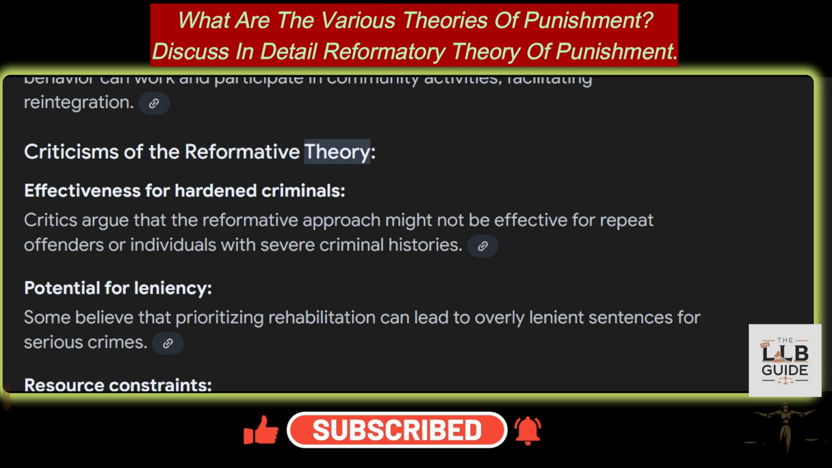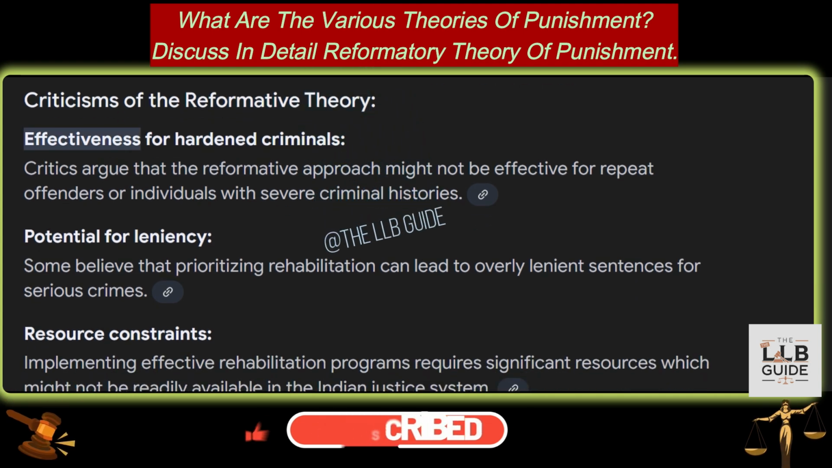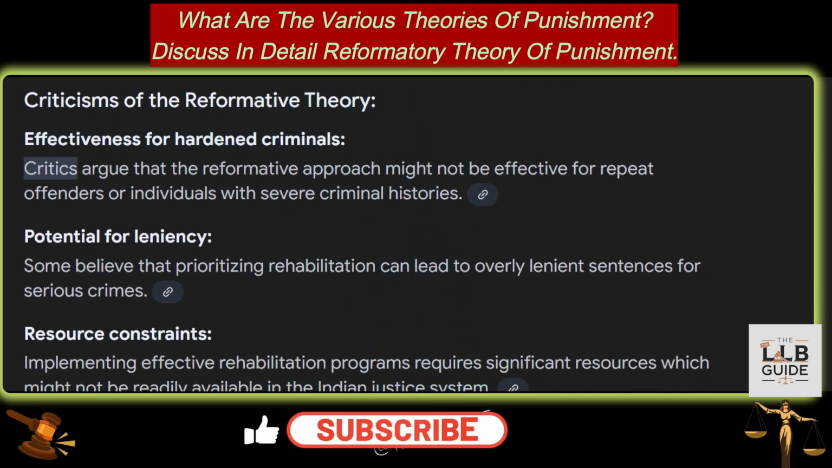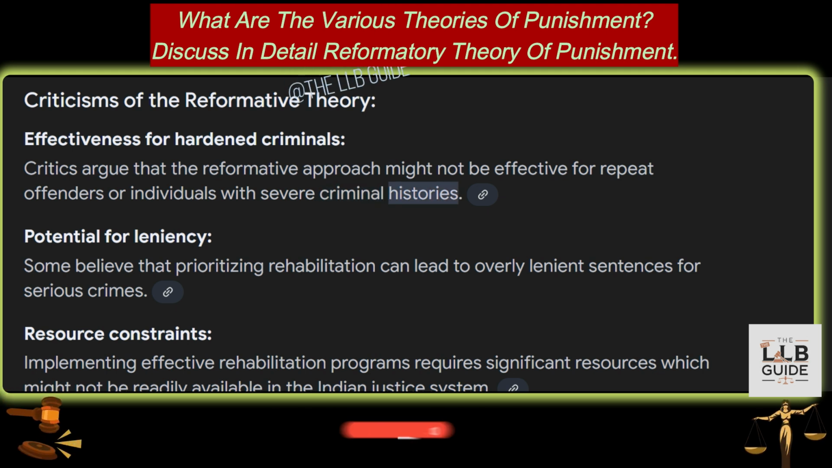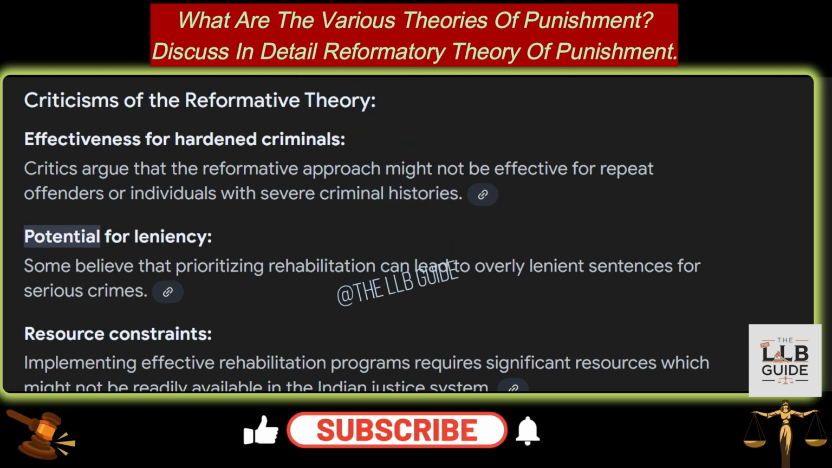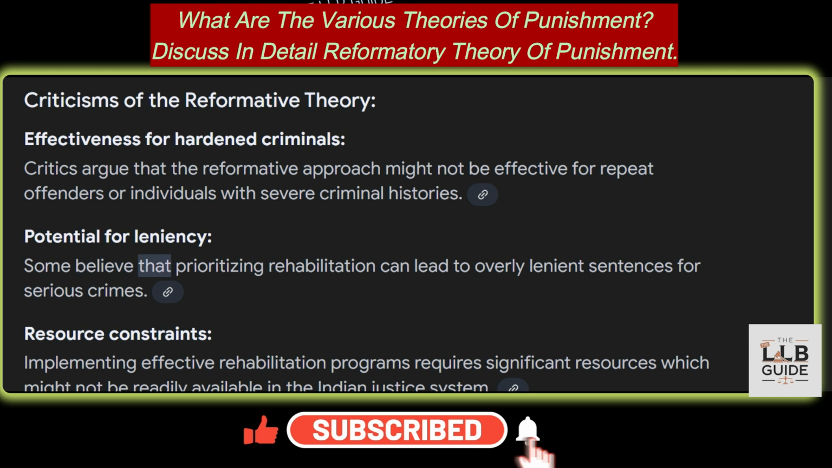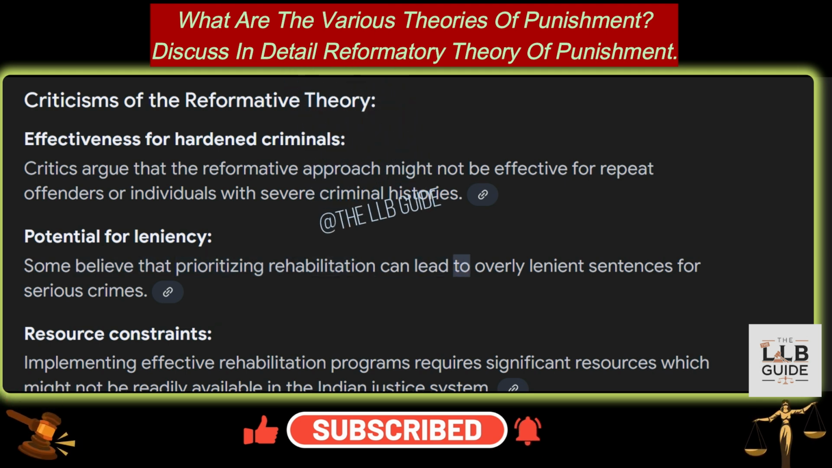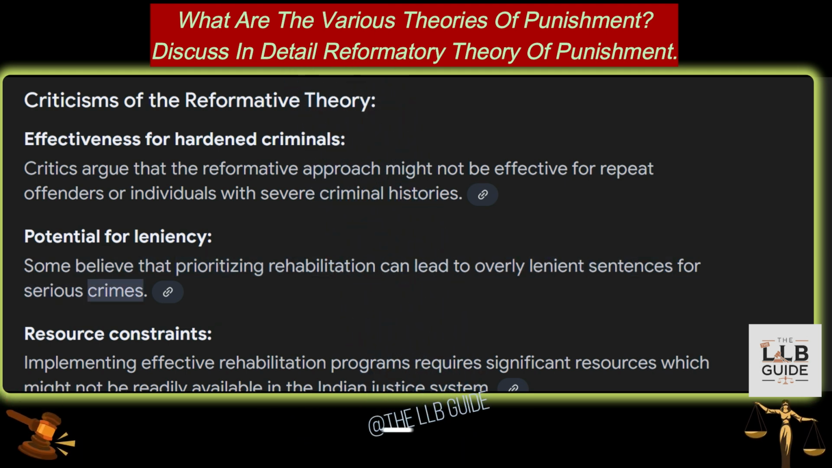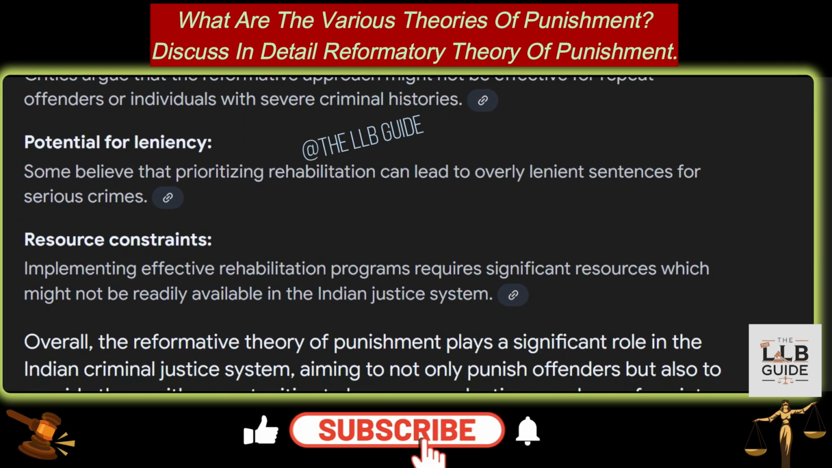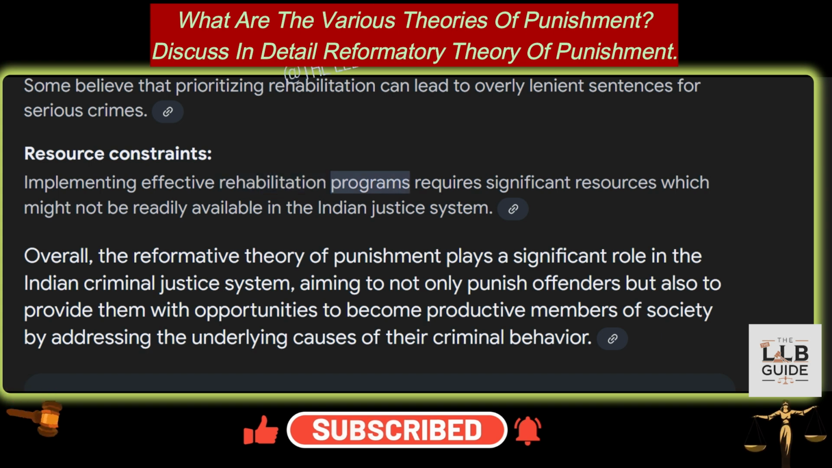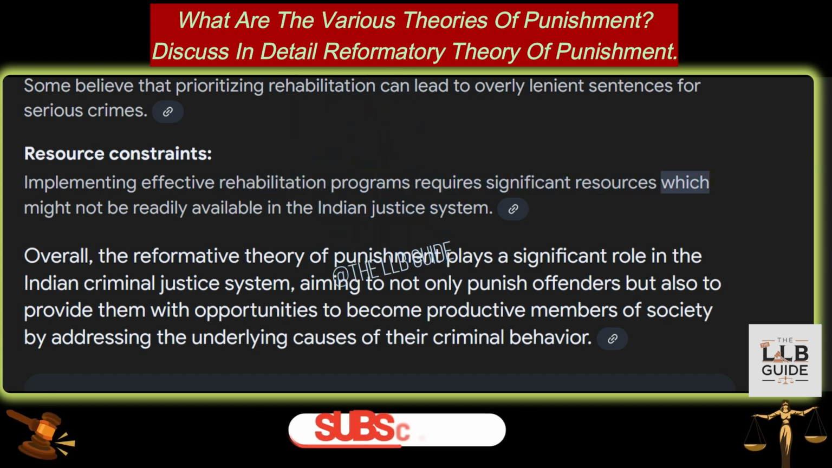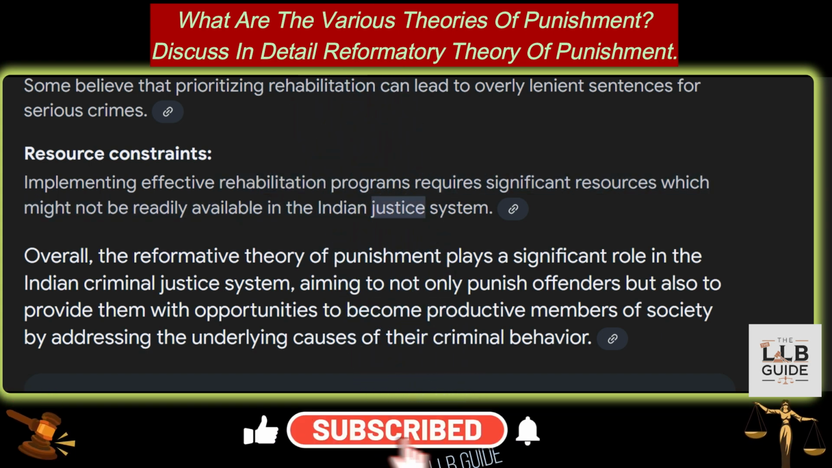Criticisms of the reformative theory. 1. Effectiveness for hardened criminals. Critics argue that the reformative approach might not be effective for repeat offenders or individuals with severe criminal histories. 2. Potential for leniency. Some believe that prioritizing rehabilitation can lead to overly lenient sentences for serious crimes. And 3. Resource constraints. Implementing effective rehabilitation programs requires significant resources which might not be readily available in the Indian justice system.